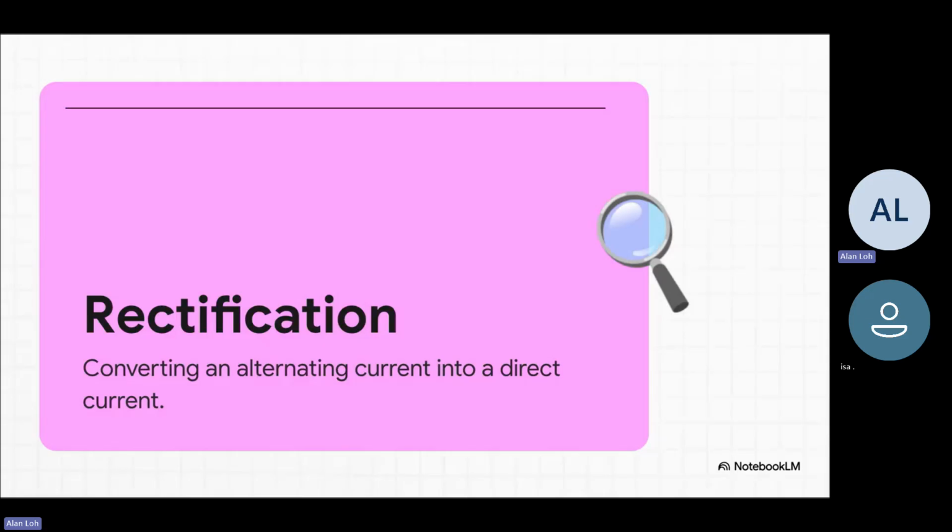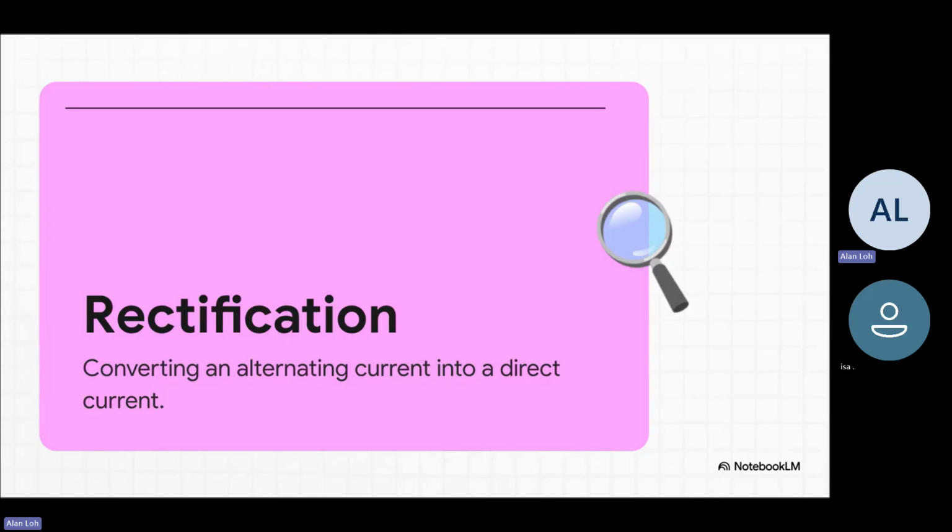Now, you might be wondering, why does this one-way street even matter? Well, it's all because of a process called rectification. That's the process of converting an alternating current, which surges back and forth, into a direct current that flows in one straight line. Think about it. The wall outlet in your house provides this messy alternating AC power. But the delicate battery in your smartphone absolutely requires steady DC power to charge safely.